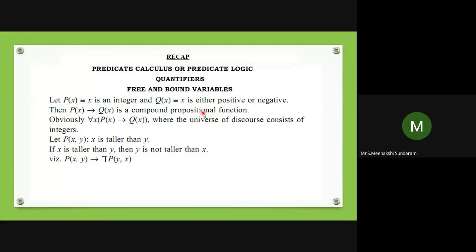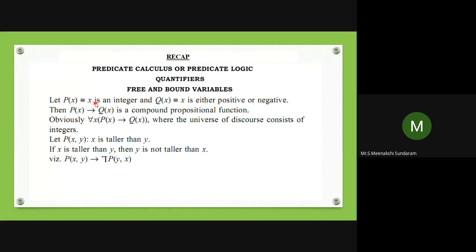So what do we mean by predicate calculus or predicate logic? We already studied the proposition. A proposition is nothing but a declarative sentence or statement that is either true or false, not both. Normally in a predicate, some variables are given in the statement. Until we give a value to the variables, it is called a predicate. Once you fix the value of the variable, it becomes a proposition.